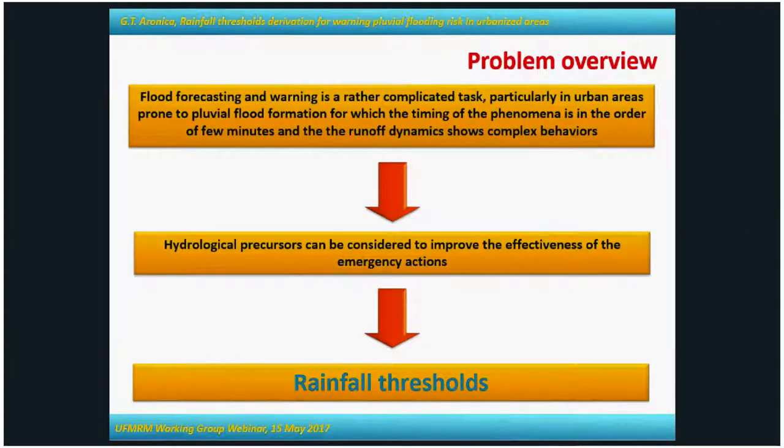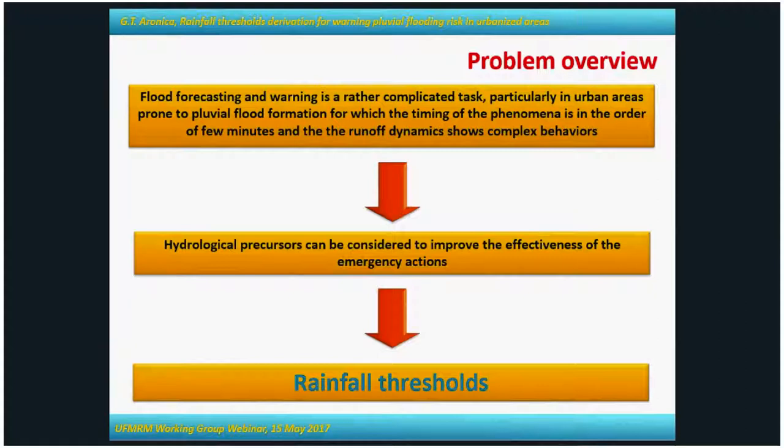Okay, what is the problem? Flood forecasting and flood warning is a quite well-known problem in hydrological applications and in flood risk management. But when you are in a particular situation, like urban areas or small catchments, it becomes a rather complicated task, because pluvial flood formation, flash flood formation in general, is a very, very fast phenomenon. The timing of the phenomena is in the order of a few minutes, in some cases a few hours, but in the majority of cases around a few minutes.